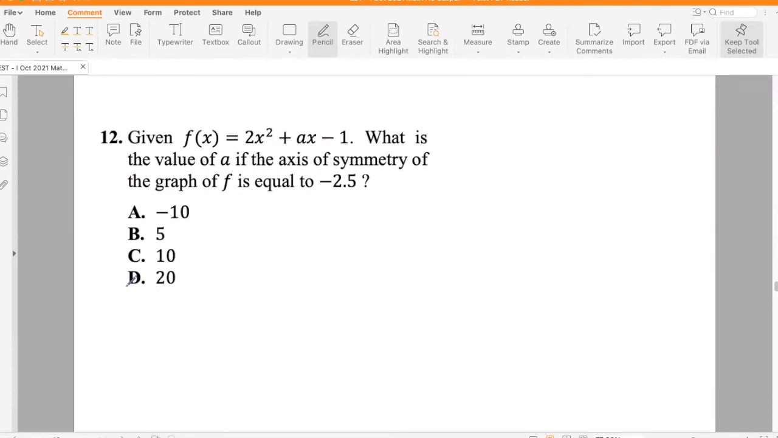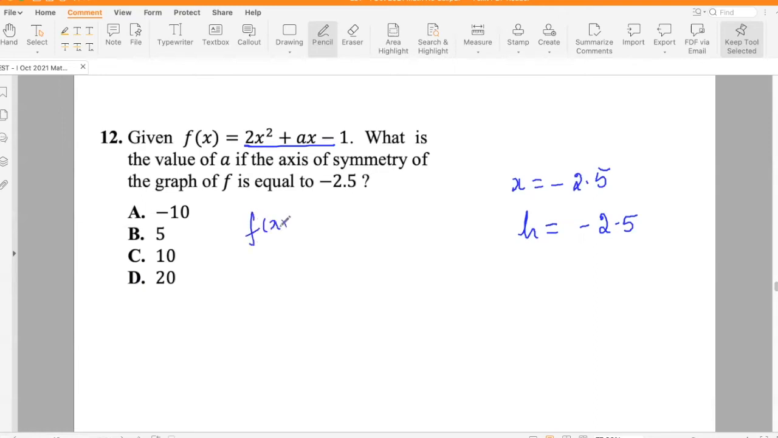Given f(x) is 2x squared plus ax minus 1, what is the value of a if the axis of symmetry of the graph is equal to minus 2.5? So if x is equal to minus 2.5 is the axis of symmetry, then the x coordinate of the vertex will also be minus 2.5. So if I convert this to the vertex form and figure out the x coordinate from there, I can equate it to minus 2.5 and get the value of a.